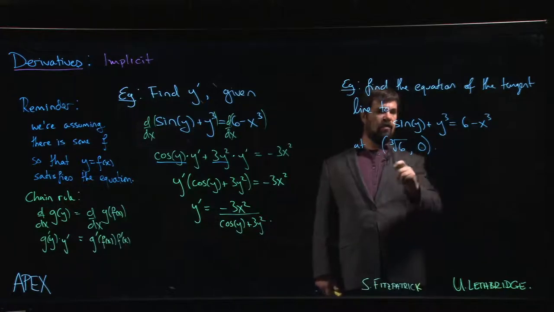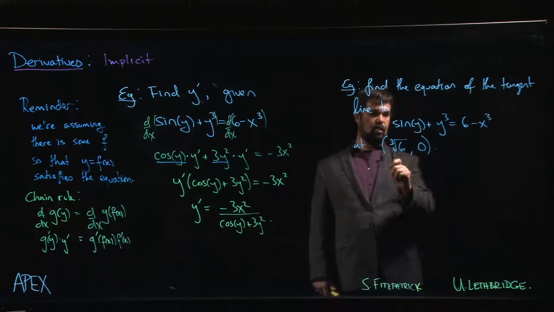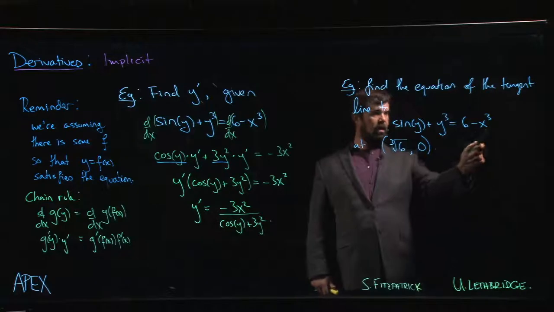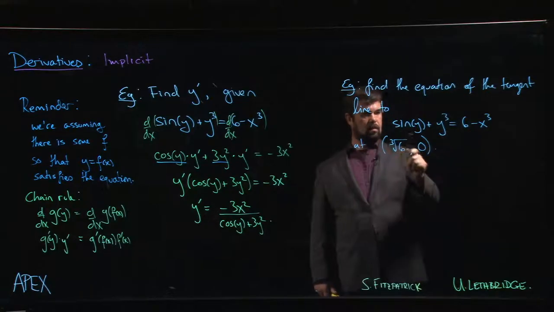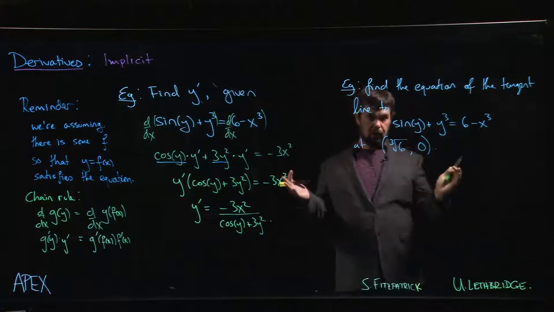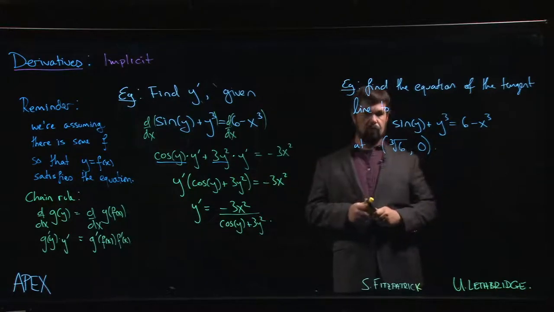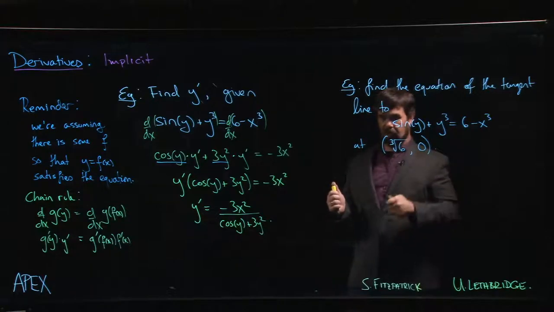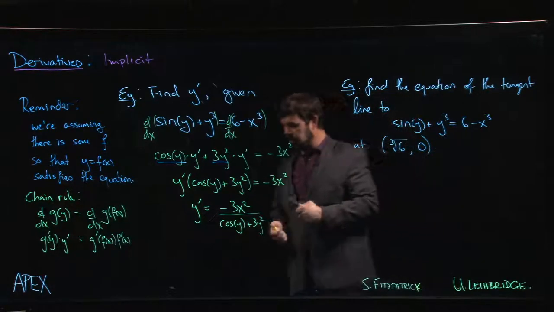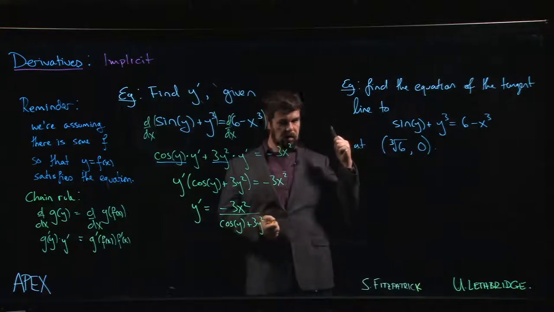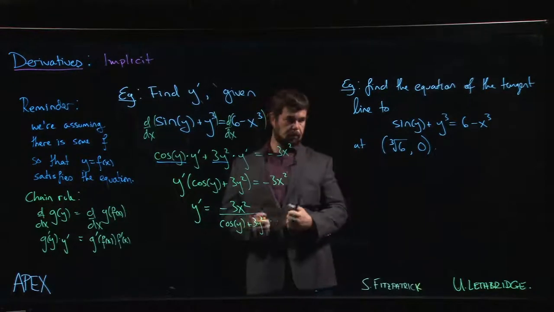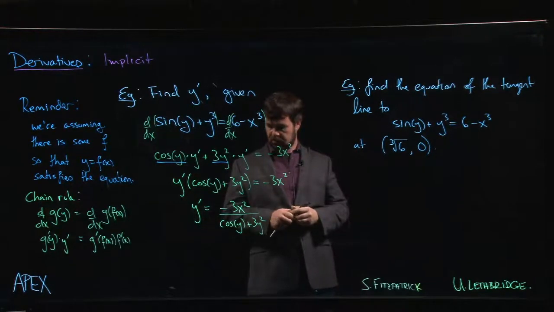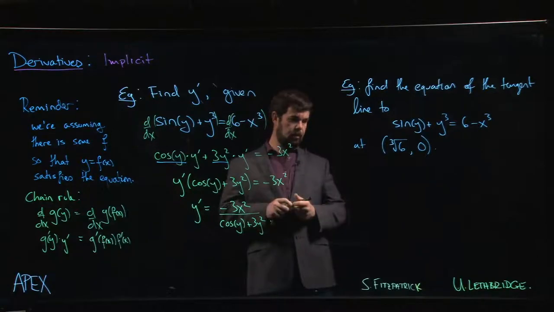But indeed, in this case, we do have a solution. Because if x is the cube root of 6, the right-hand side evaluates to 0. If y is equal to 0, the left-hand side evaluates to 0. 0 equals 0. It satisfies the equation. Okay, so we have a point on the tangent line. We know to get the equation of a line, we need a point, but we also need a slope. So how do we get the slope?